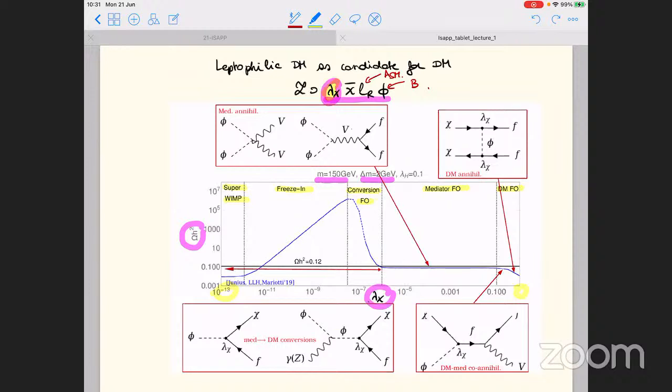In the annihilation diagram, what is the V particle? Sorry, yes, the V particle is the gauge boson. I didn't want to be precise here, so this was a bit cut.